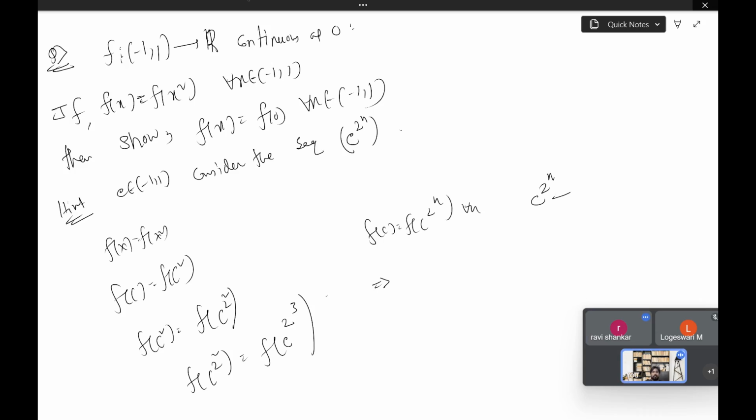This c to the power 2 to the power n goes to 0 because c belongs to minus 1 to 1. So this implies what? f(c) is equal to f(0). You understand the solution? Let's go through it.